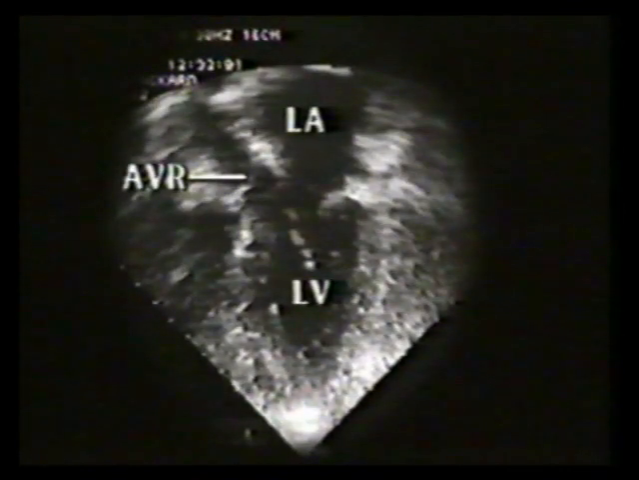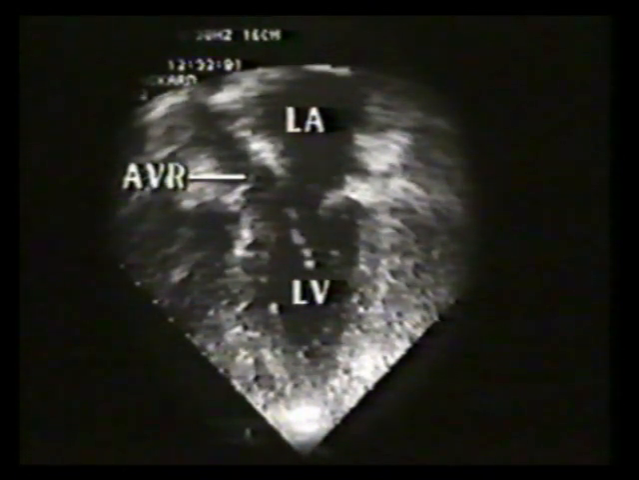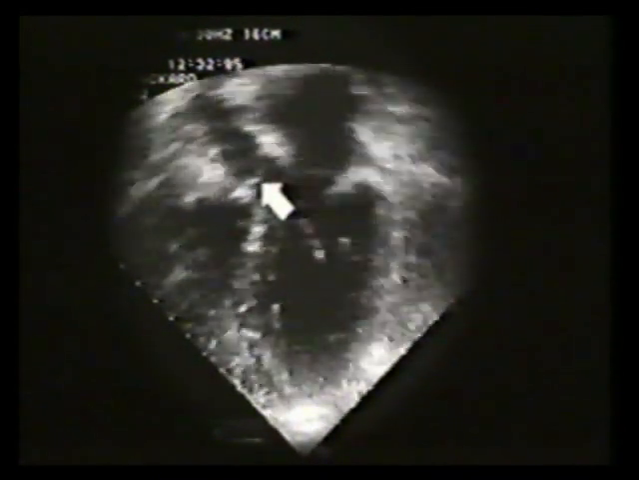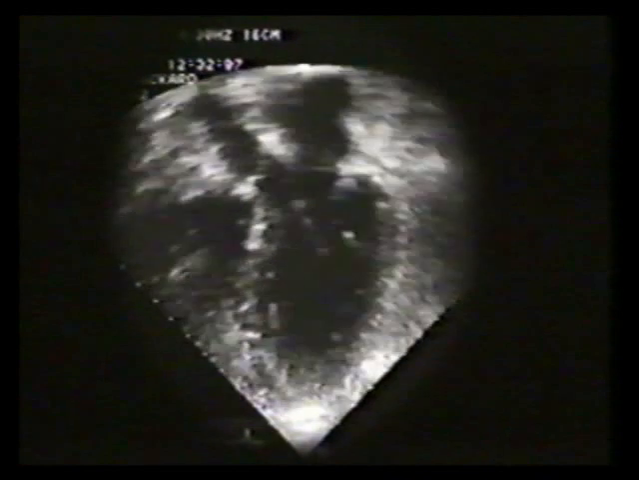A fresh frozen aortic homograft prosthesis was selected for this 21-year-old male. In this apical long axis view, you will see normal opening and closing of the aortic cusps. Left ventricular size and function are normal, and note also that the mitral valve is normal.